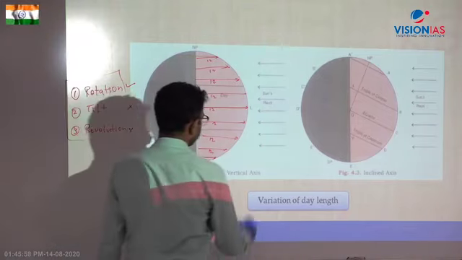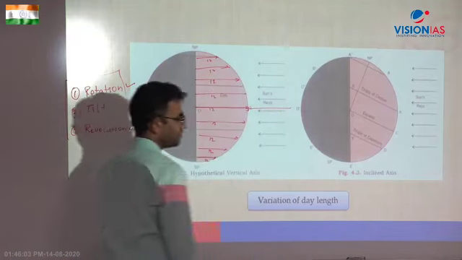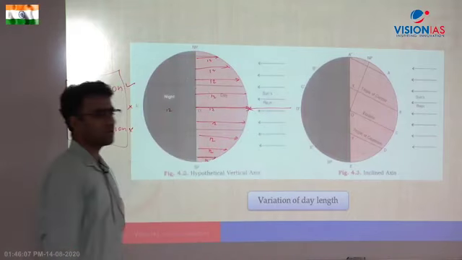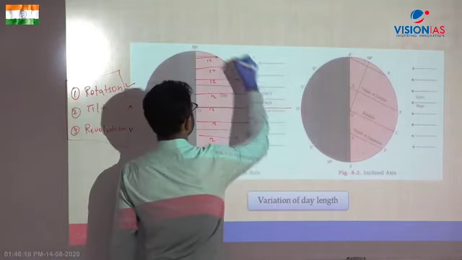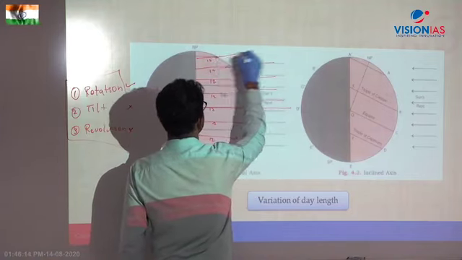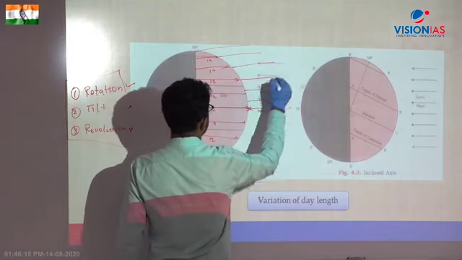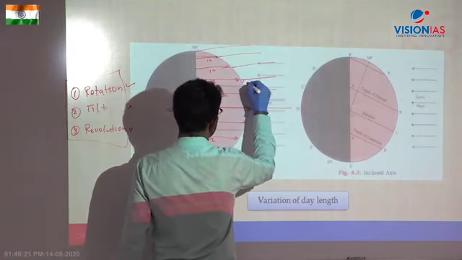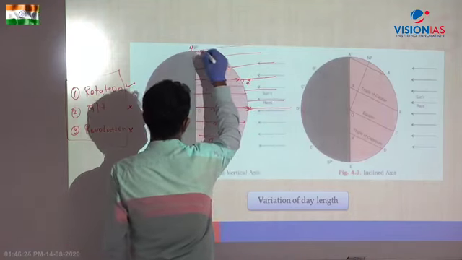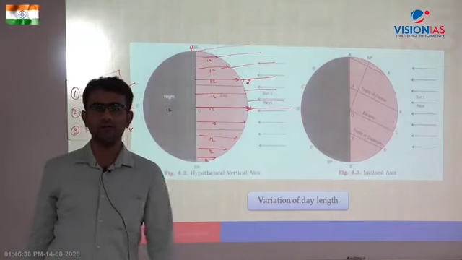And what would be the angle of incidence? Angle of incidence would be 90 degrees across the equator. The sun rays are falling vertically 90 degrees across the equator. From equator towards the pole, the angle of incidence starts to decrease. Maybe at 45 degrees, the angle is 45 degrees. At 90 degrees, the angle is 0 degrees. That means the sun rays are almost going parallel to the surface.